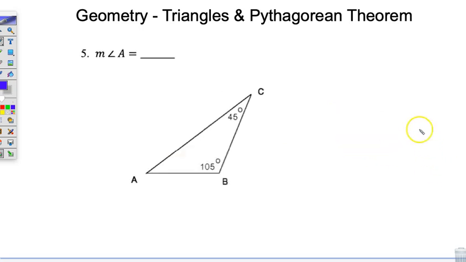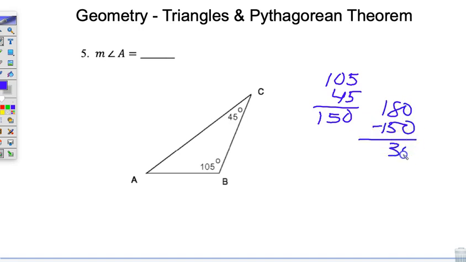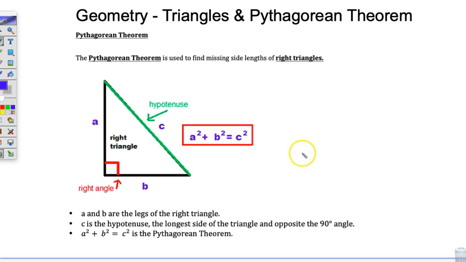And one more before we go on to the Pythagorean theorem. Our missing measure is down here. If I go ahead and add those two up, 105 and 45, that's 150. Of course, 180 subtract 150 is just 30, so that missing measure is 30 degrees. Okay, you really needed all of this background information to be able to solve for missing measures using the Pythagorean theorem.